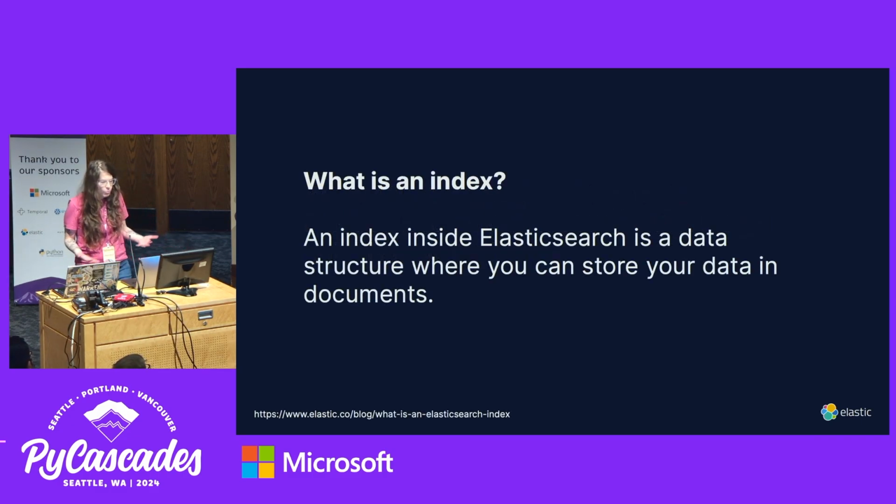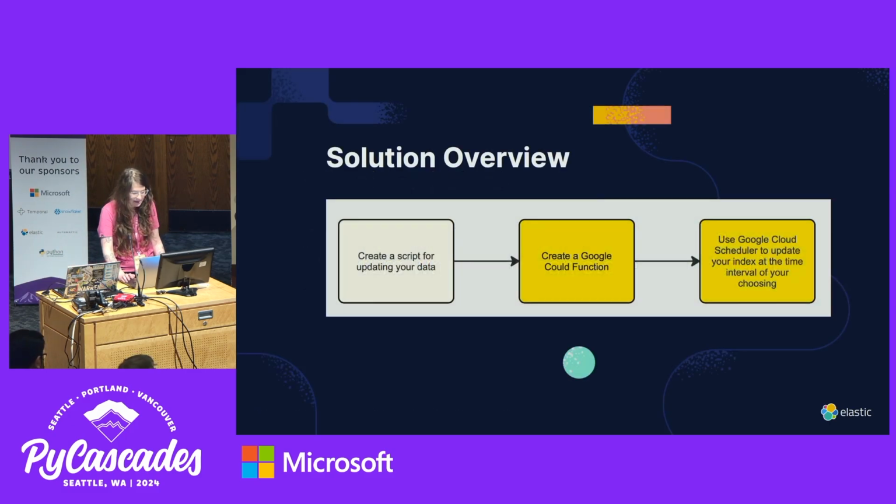And you might be wondering, what is an index? An index inside of Elasticsearch is a data structure where you can store your data in documents. But I use this paradigm all the time for everything from a Twitter bot that will tweet pictures of cats to things for just letting me know when the Celtics are playing. I basically run the same sort of paradigm over and over again.